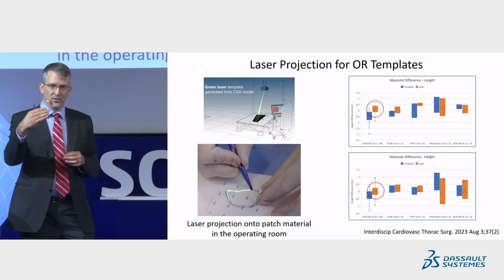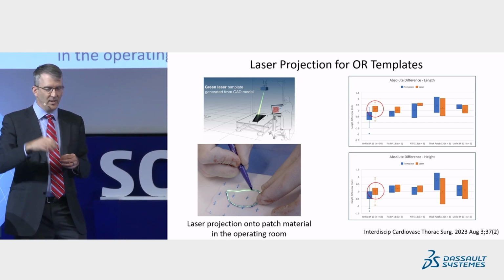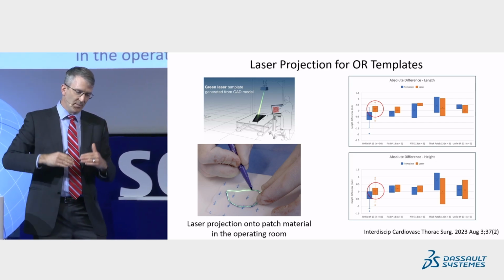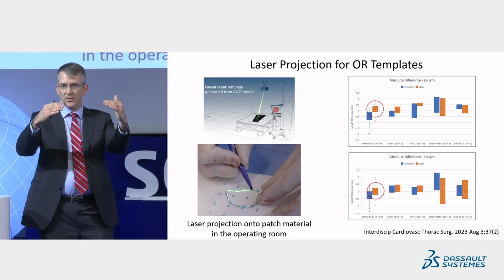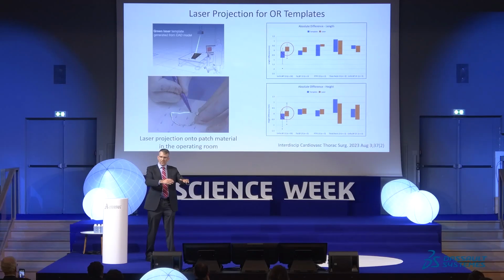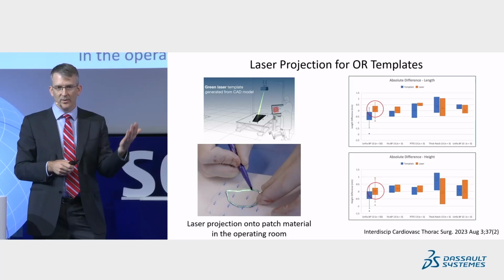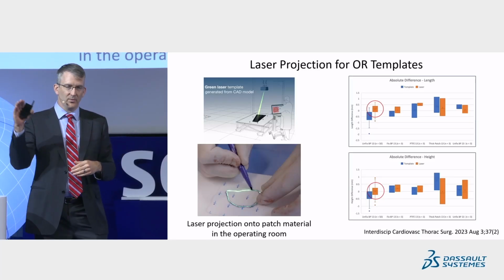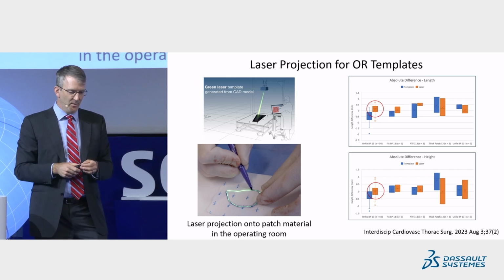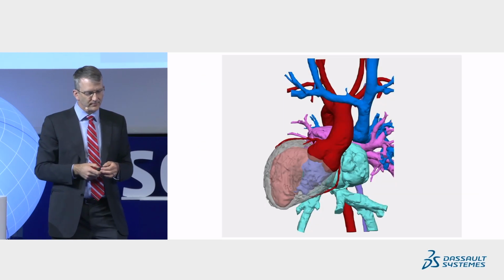And so we actually have a laser system that we have in the operating room. We're able to upload from 3D Experience the patch design to the laser. The laser projects that patch down on the patch material. We trace it out, we cut it out with scissors, and sew it in. And we validated this process, and despite using soft and squishy patch materials, we're able to get less than 2% error between the patch design and the cutout patch on the field.